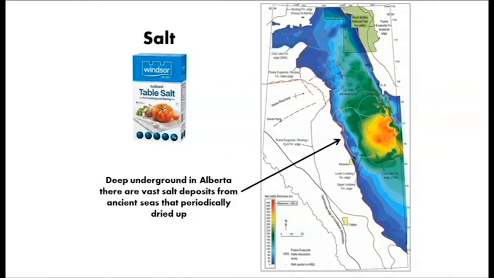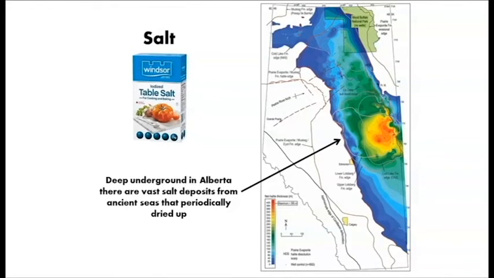We're all familiar with salt as something we use on a daily basis in our food, and it's also something that we need in moderation. And what some people don't know is that underneath our feet in Alberta, there are vast salt deposits. And this is a map I've made through my work with the Geological Survey, of the distribution of salt in Devonian rocks underneath our feet.